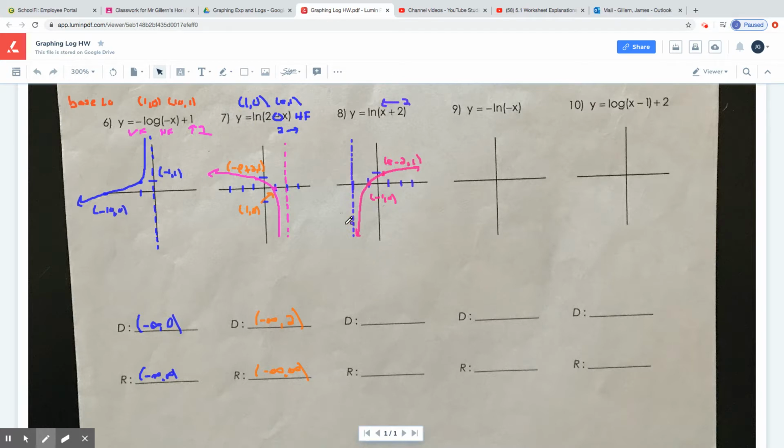The domain is now back on the right side. So it's whatever my vertical asymptote, which is negative 2, to infinity. Then the range, negative infinity to infinity. All right, number 9, we're once again using base e, natural logs. We're using these points again. So I have a vertical and a horizontal flip. That's it. Okay, so we're just going to be changing the signs of x's and y's. 1, 0, e, 1. Okay, the asymptote stays exactly the same.